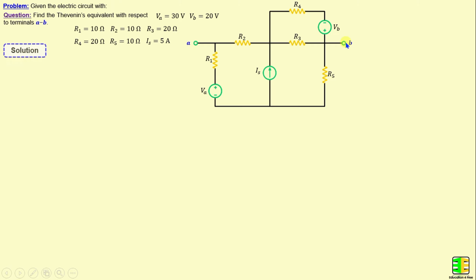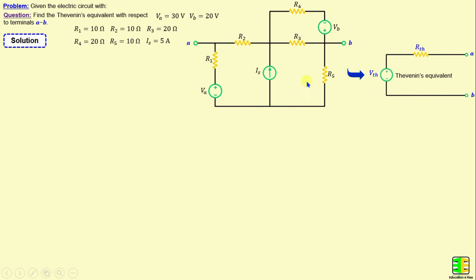Let's move on to the solution by applying the Thevenin theorem between terminals A and B. We can replace this circuit with a voltage source in series with a resistor, which will be denoted as VTH and RTH.